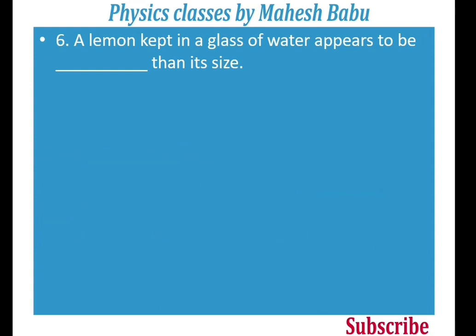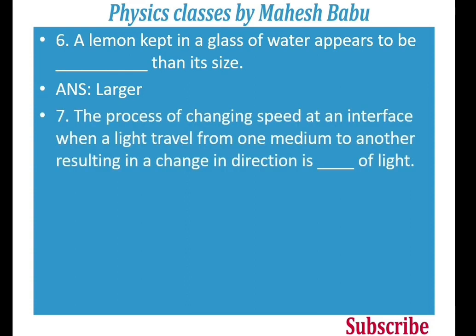Next, a lemon kept in a glass of water appears to be dash than its size. When the lemon is kept in a glass of water, it appears bigger than its size, larger than its size.